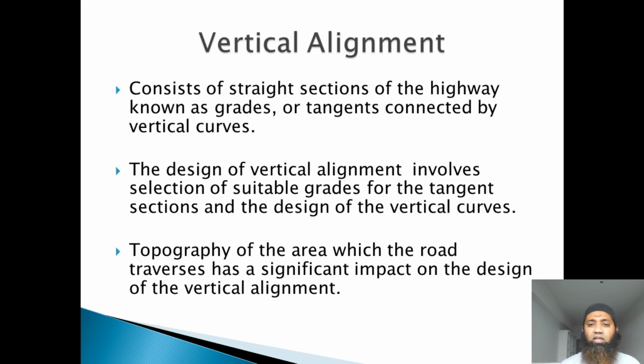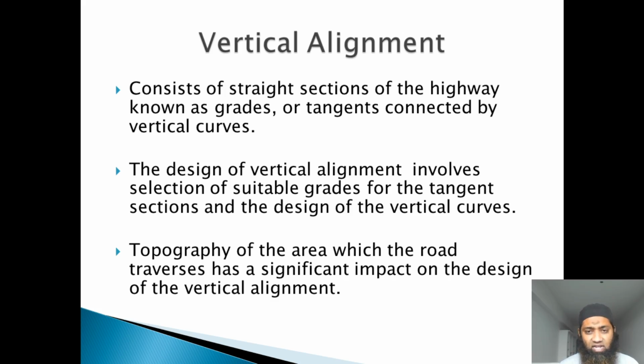You can see vertical alignment. It consists of straight sections of highway known as grades or tangents connected by vertical curves. So vertical curves are connected with straight tangents. This is what vertical alignment is. The design of vertical alignment involves selection of suitable grades for tangent sections and design of vertical curves. So suitable tangents also should be selected.